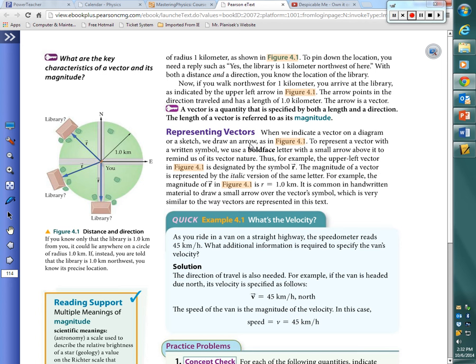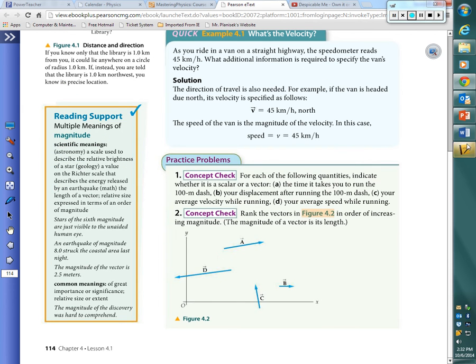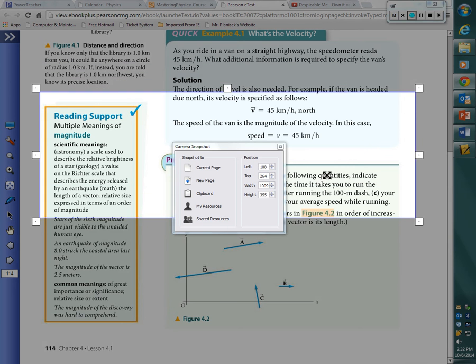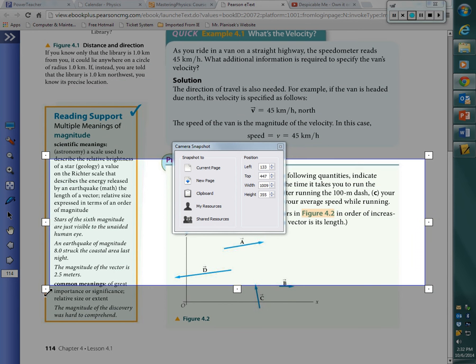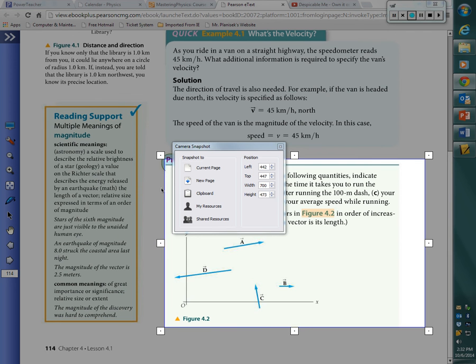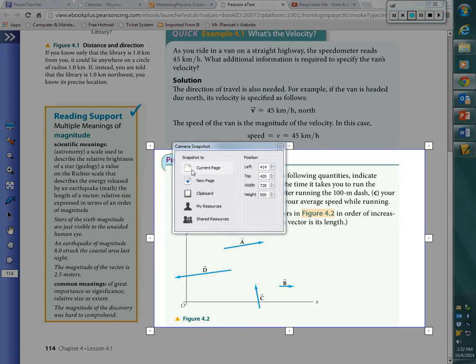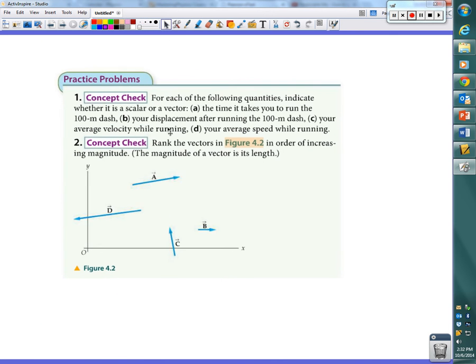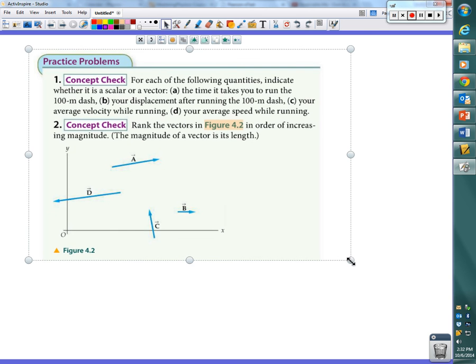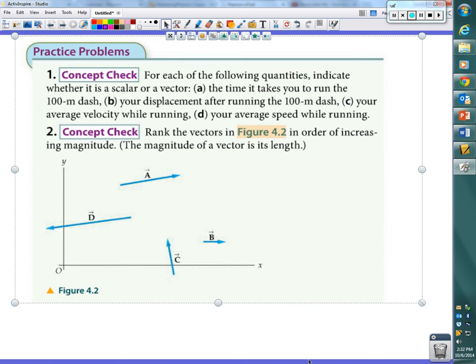Real quick, just to hit these initial points home. On page 114 of your book, there are practice problems number 1 and 2. So these shouldn't take real long, but just to make sure we enforce them. I'm sorry, I didn't put these in your packet. I apologize for that. So this is on page 114.